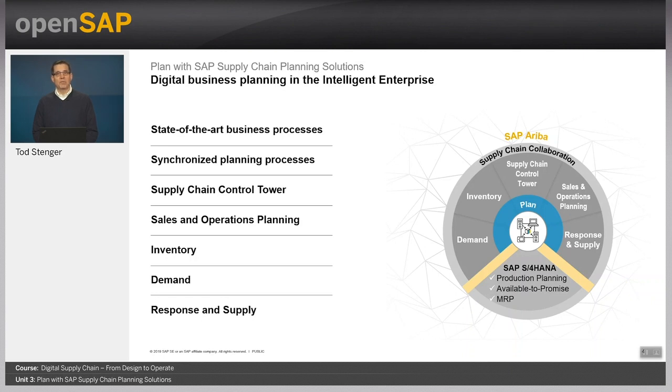The components of these processes, which we will discuss in more detail, include the following areas: supply chain control tower for end-to-end visibility, sales and operations planning for more strategic planning, inventory optimization, demand planning, and response and supply planning. The main system for supporting these processes is SAP Integrated Business Planning. Additional solutions work with SAP IBP to round out our overall offering in digital business planning. Let's look at these solutions in more detail.